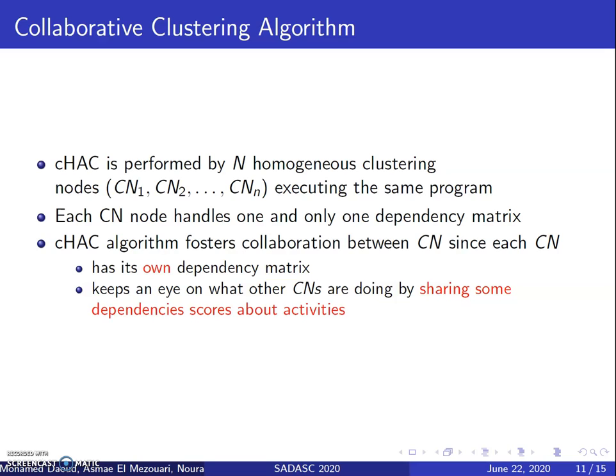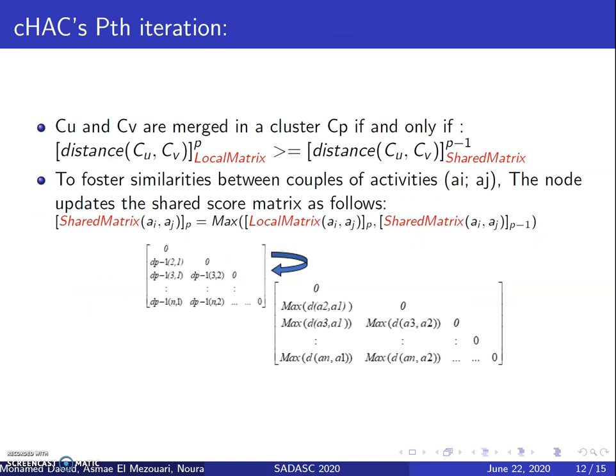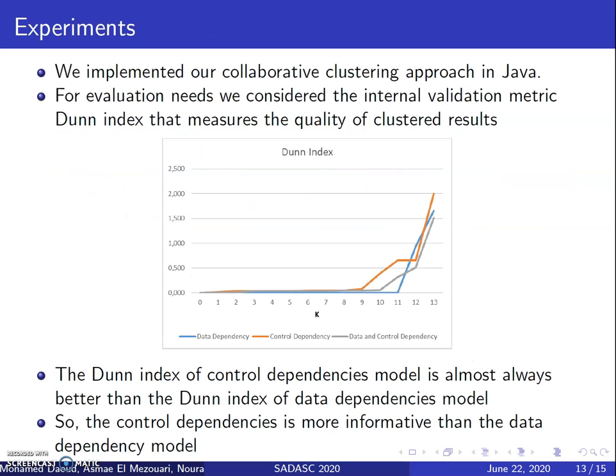Each node will generate its clustering result by using its own matrix, but by keeping an eye on what other nodes are performing. To allow this collaboration, nodes share a score matrix which is updated by all nodes at each iteration. At the level of each node, the pair of clusters to merge are computed, not only by using the local matrix, but also by using the shared one as per the following formula.